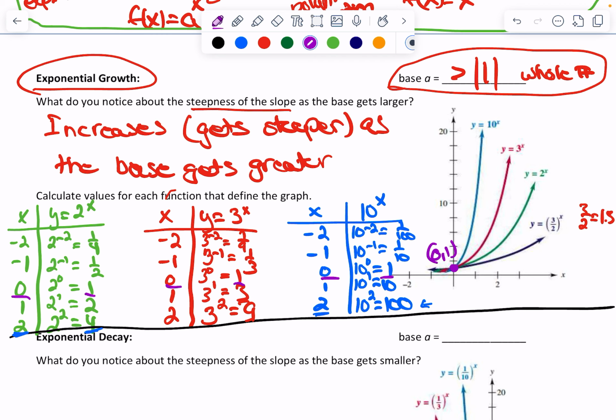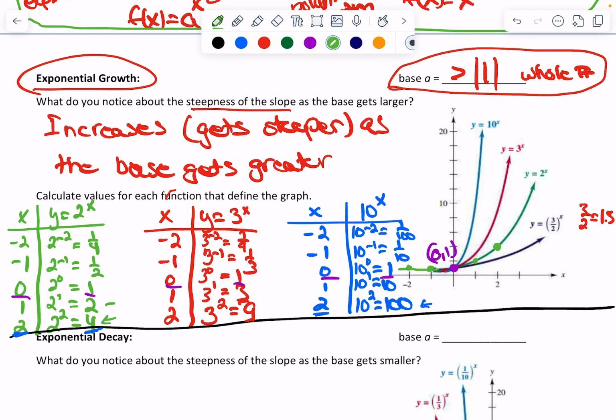Now, 2 and 4 is somewhere here. 1 and 2 is going to be right here. And then we're going to start going closer to the x-axis right here. Actually, 1 is here, and then the next point is going to be over here.